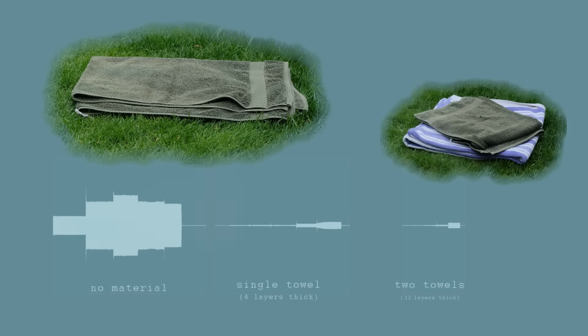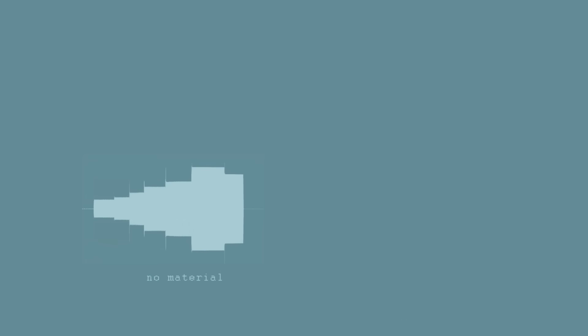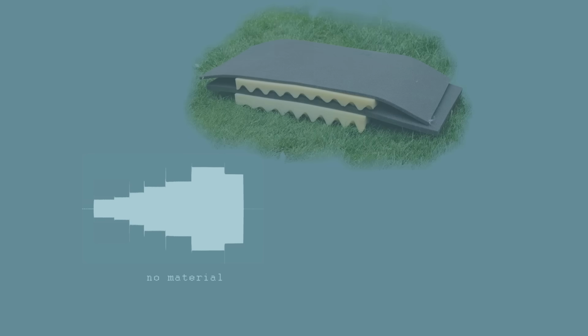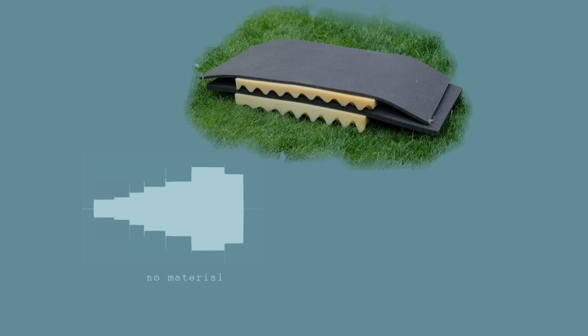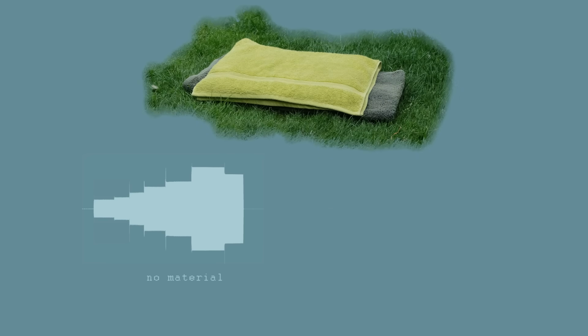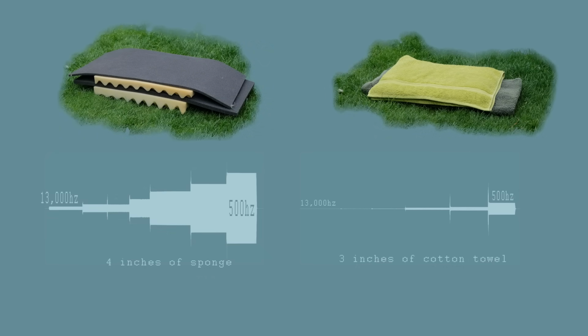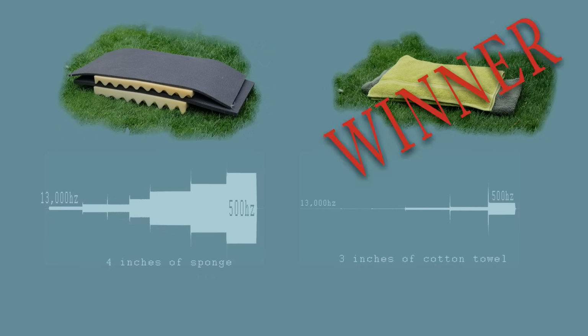Now, just to make sure, I've done one final test, but this time with the frequencies going down to 500 Hz. For the sponge, I stacked them together into a 4-inch pile, and again its performance was somewhat disappointing. Move on to a 3-inch stack of towels, however, and just wow, it absorbs so much, even in the 500 Hz range. So with that, I can conclusively say that out of these materials, towel is the winner.